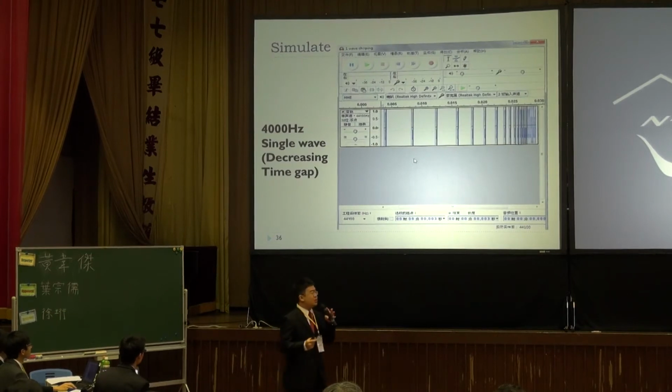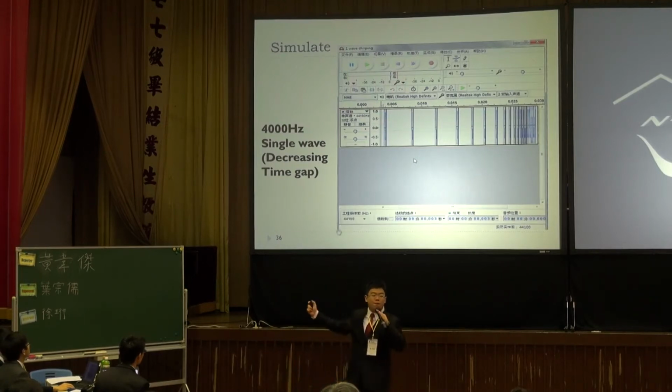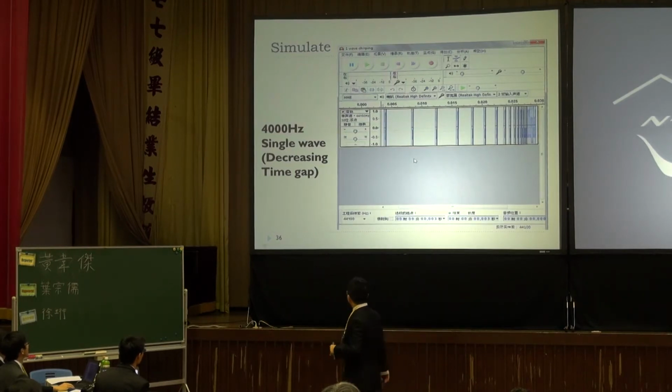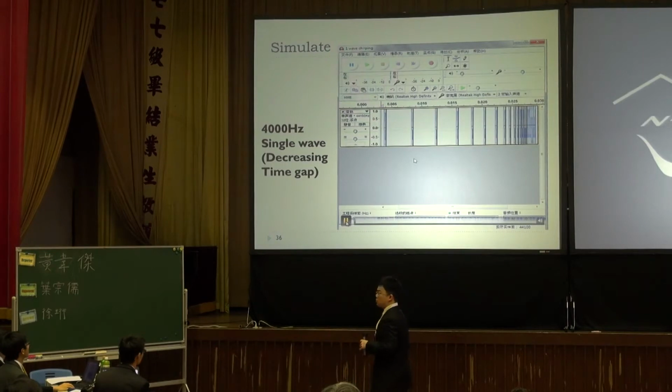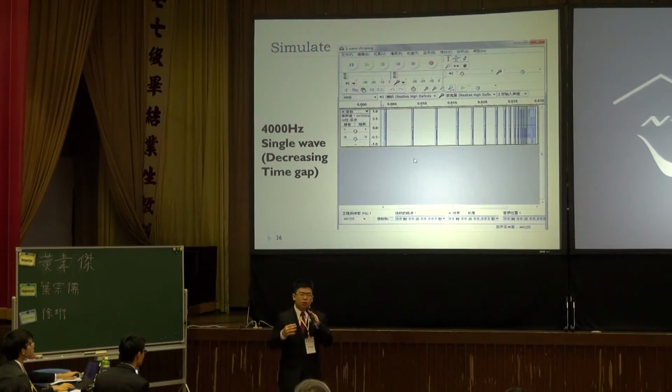Now, here we want to simulate the impact sound. The impact sound is like this, with decreasing time gap. So here we take a 4,000 hertz sound and simply add a decreasing time gap to it. Let us hear what will happen. This one is from the simulation; this is not the recorded sound. As you can see, it is qualitatively really similar to the chirping one we recorded.